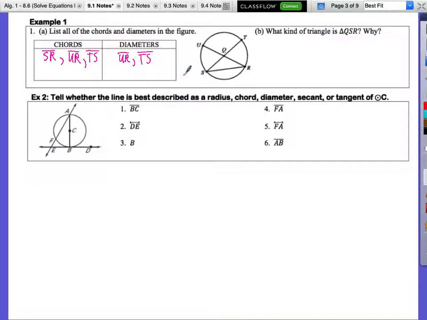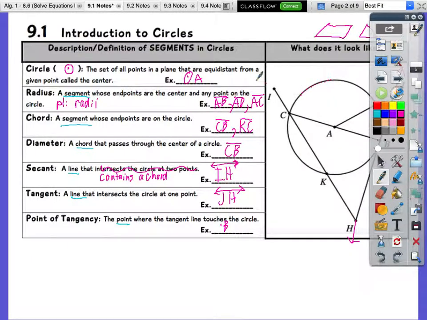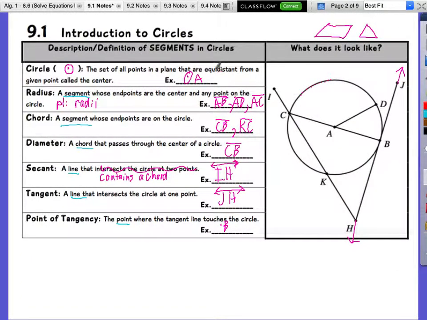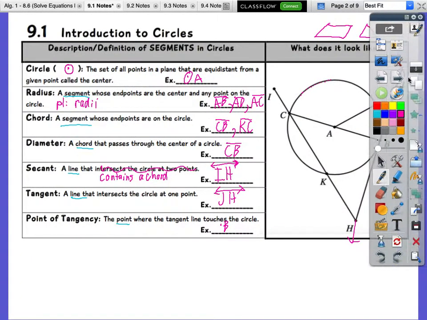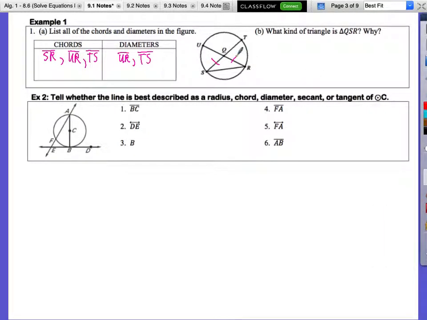And what do we know about radii? Any radii of the same circle would be congruent. The reason why is that all the points on the circle are equidistant from the center. So that means QS and QR would be congruent. So what kind of triangle would triangle QSR be? Isosceles, very good.